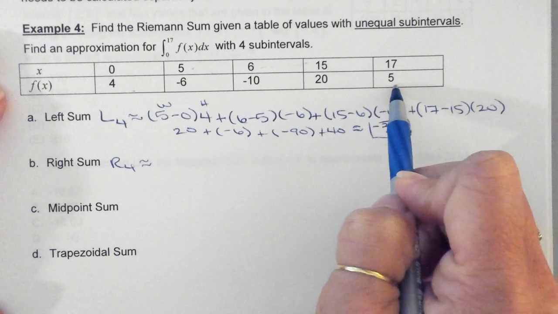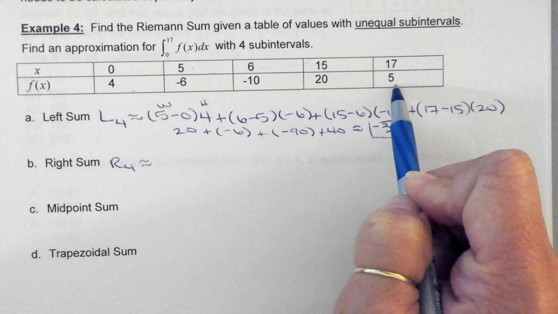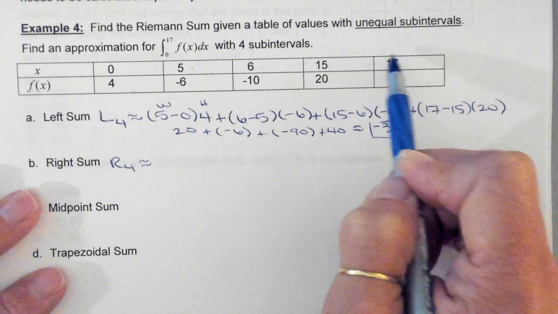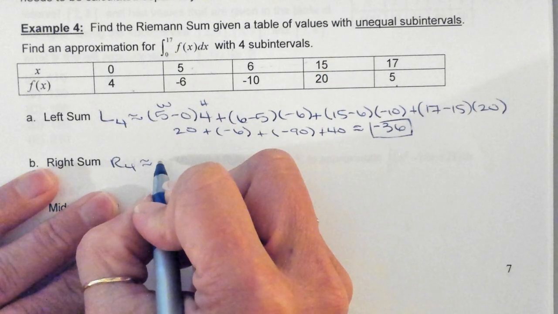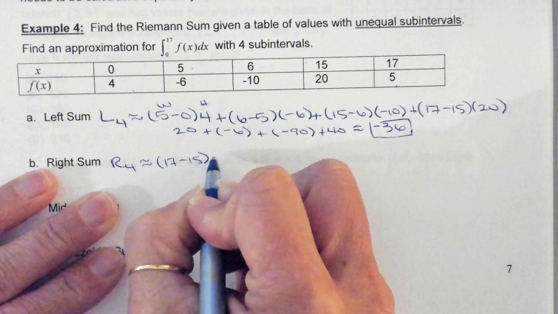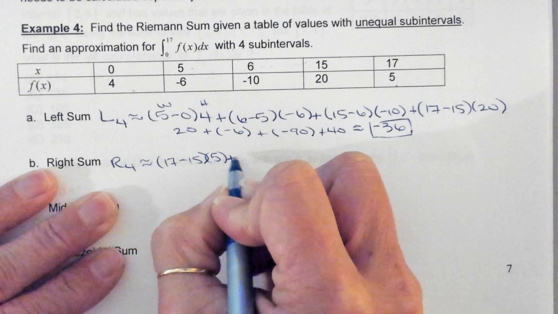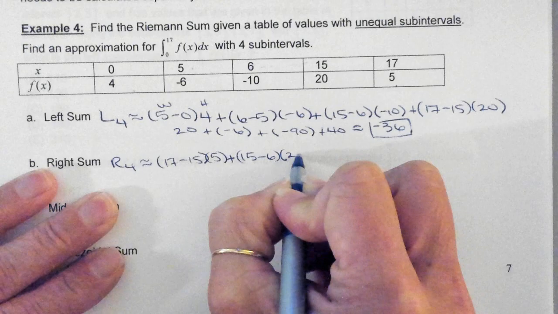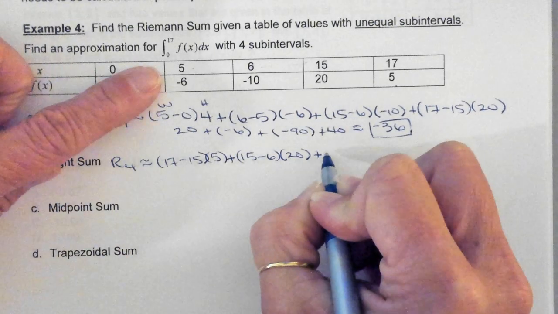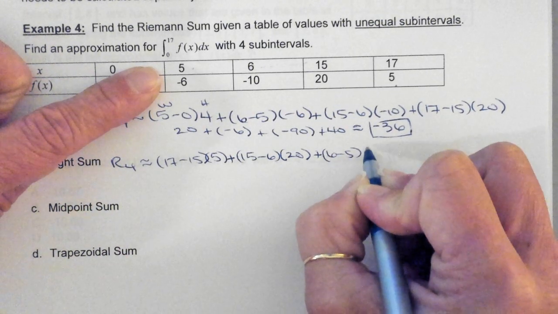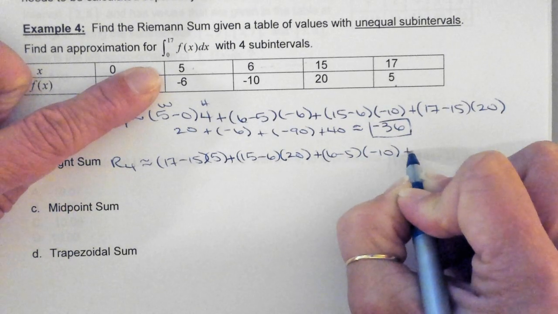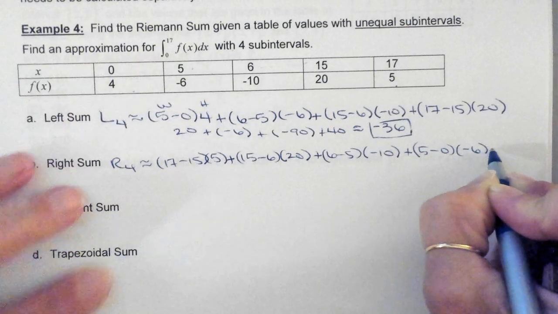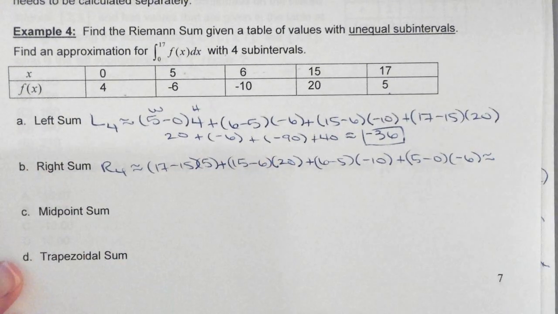Okay, so if we're calculating the right, R sub 4 is approximately, you're going to start on the right-hand side. This is your very first height, but what's my width? Yeah, it's 17 minus 15. So it's going to be 17 minus 15 times 5 plus 15 minus 6 times what? 20. Nice. Plus 6 minus 5 times negative 10 plus 5 minus 0 times, okay, do me a favor, approximate area, please.